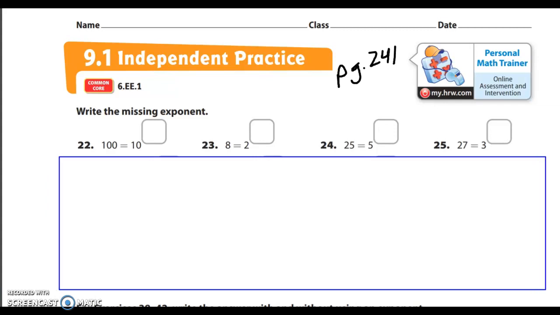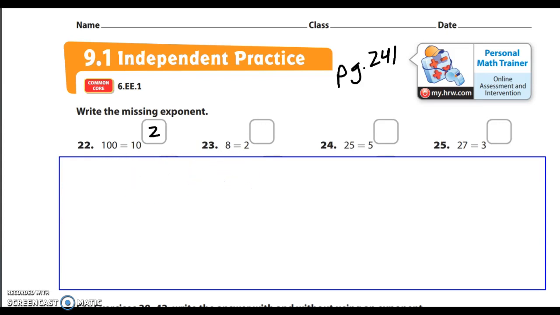Like, for example, number 22, a lot of kids want to put 10 to the 10th power. But it's not 10 to the 10th power, it's 10 to the 2nd power. And here's why. What does 10 to the 2nd power mean? It means 10 times 10. And everyone knows 10 times 10 is 100. If I put a 10 in here, it wouldn't mean 10 times 10. It would mean 10 times 10, 10 times, which would be a gigantic number. So that's to the 2nd power.